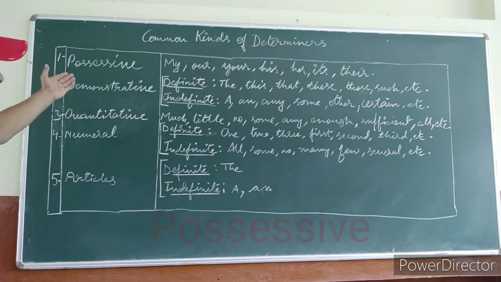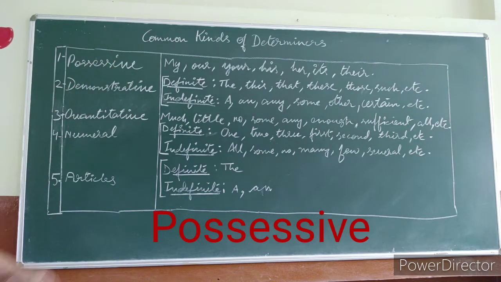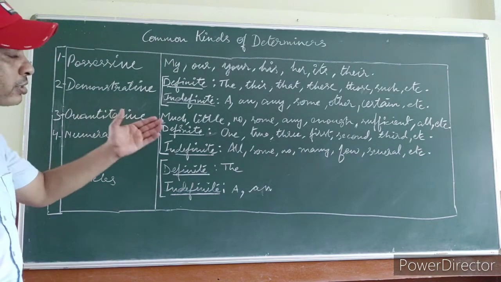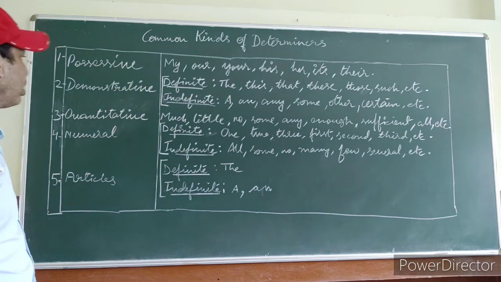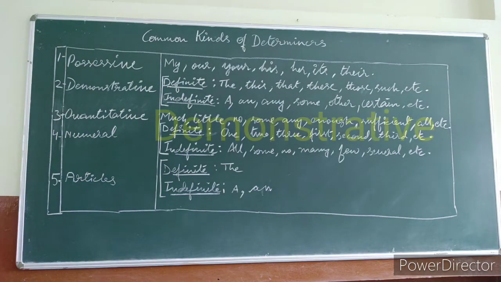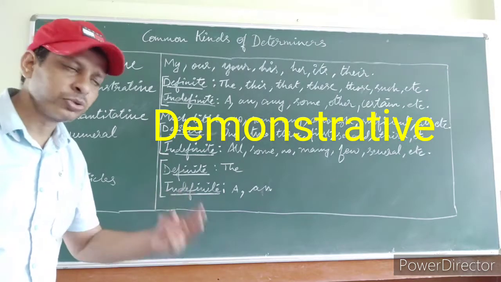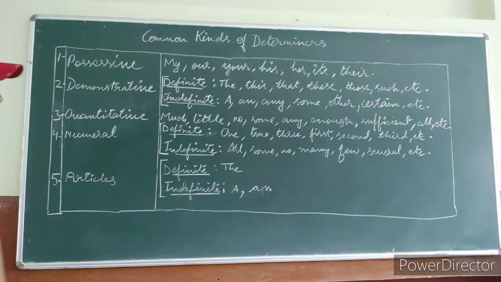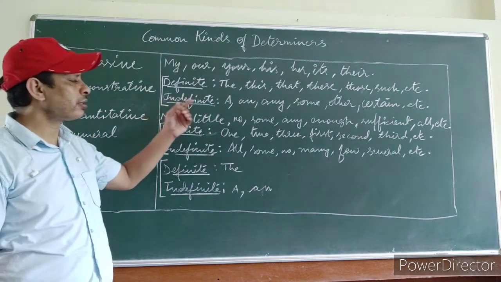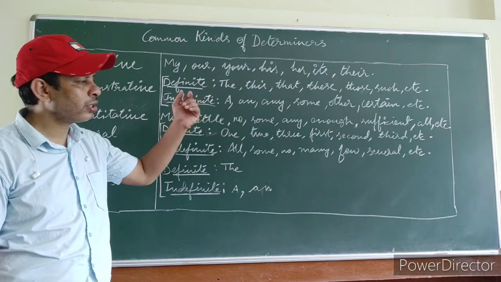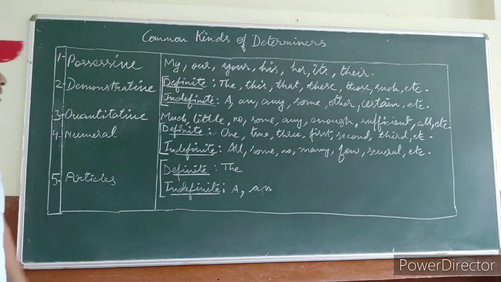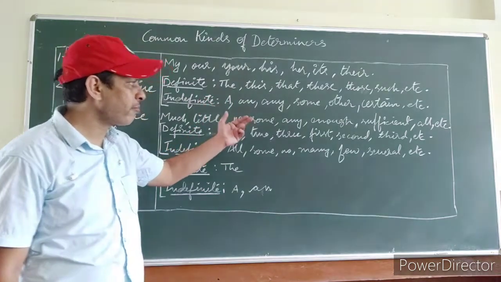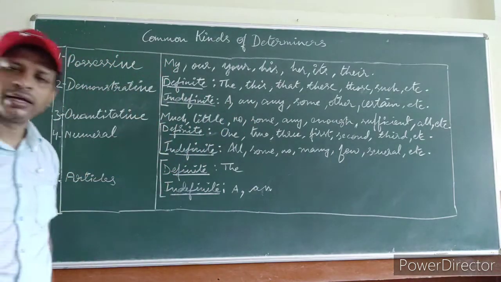Number one, possessive. The examples: my, our, your, his, her, its, and the last is their. Second, demonstrative. It is of two types, definite and indefinite. In the definite part: the, this, that, these, those, such, etc. And then indefinite part: a, an, any, some, other, certain, etc.